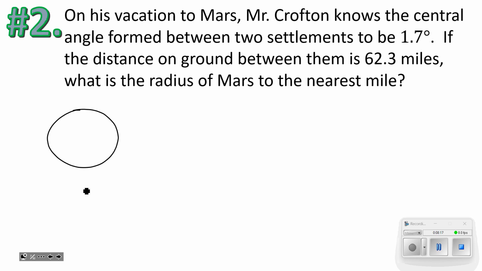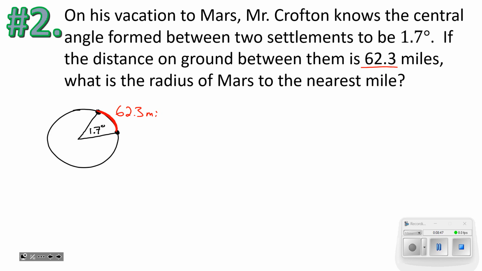In this problem, I'm going on vacation to Mars. I know that the central angle formed between 2 settlements on Mars is 1.7 degrees. That's a really small angle. I'm going to, just for my purposes, make it a little bigger than that. I'm going to label it 1.7 degrees, obviously not drawing to scale. The 2 settlements are on this round object, that is Mars, and I know the distance between those 2 is 62.3 miles.